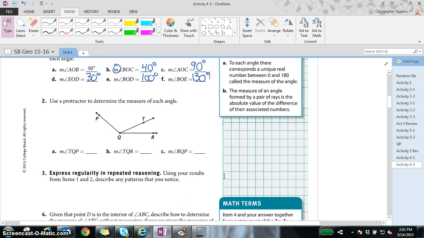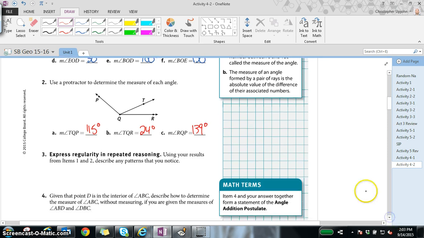So if we wanted to measure this and we actually had our protractor or our geometer out, we could see that measure of angle TQP is 115 degrees, measure of angle TQR is 24 degrees, and RQP is 139 degrees. So again, just like what we did the other day, using results, describe any patterns.